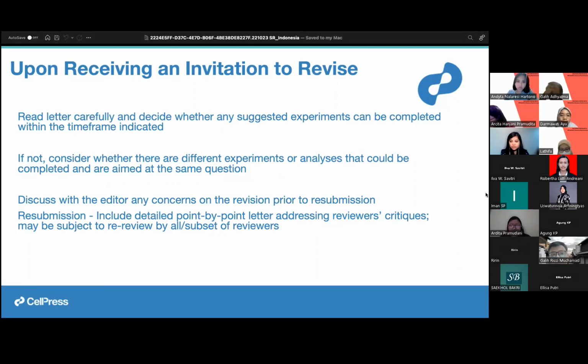And at the revision, so if you've had this conversation, you've done some additional work, you made revisions to your paper.